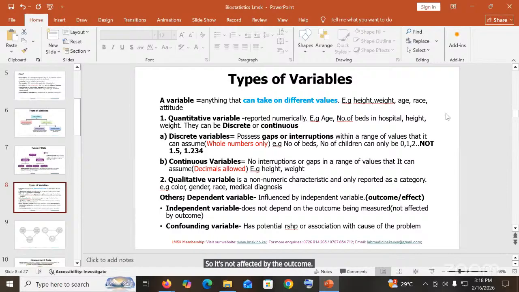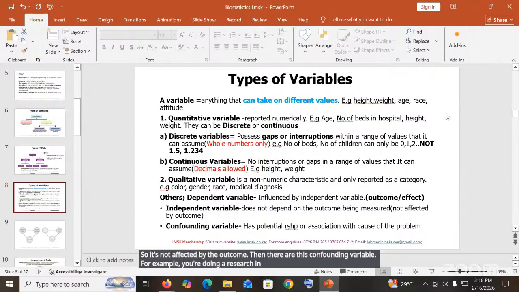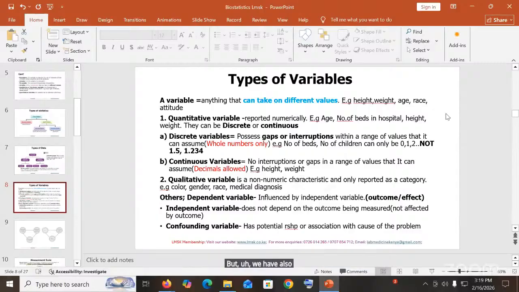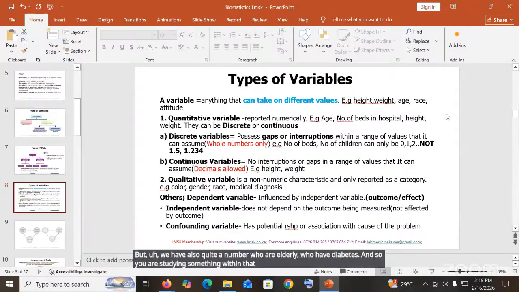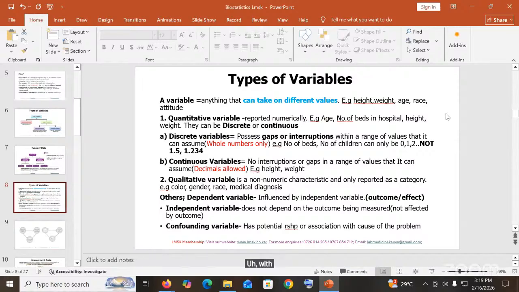Then there is the confounding variable. For example, you're doing research in diabetes. We know that in diabetes we have children who are diabetic, adolescents, kids, pediatrics, but we also have quite a number who are elderly who have diabetes. And so you are studying something within that, and now a confounding variable within that becomes age. Age becomes a confounding variable because it is highly expected that with age people develop diabetes.